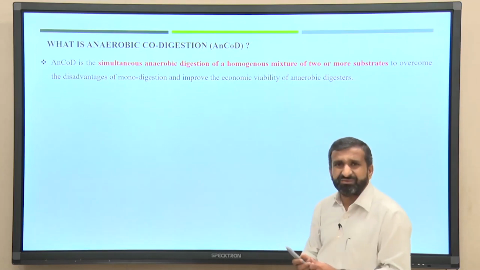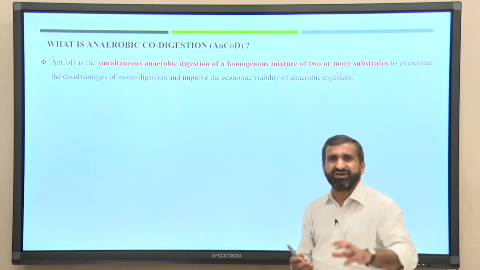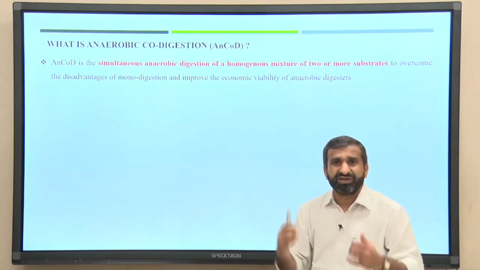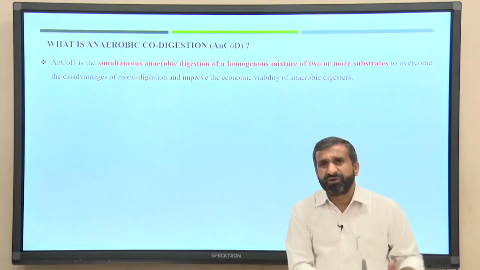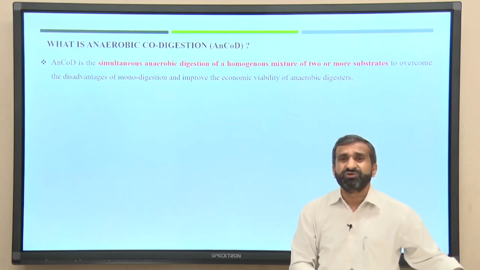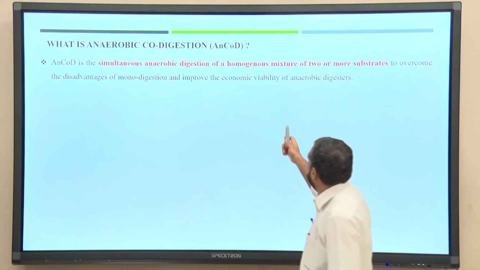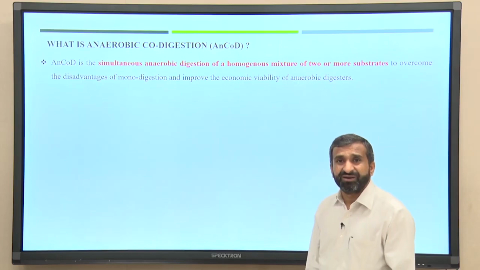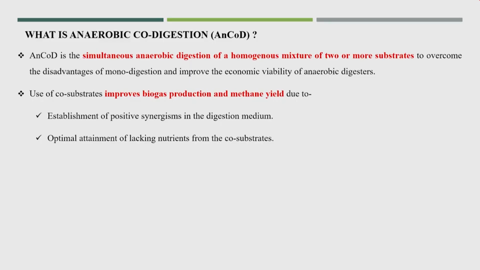Monodigestion, especially of these lignocellulose biomass alone for biogas production, requires very proper pretreatment process, and if you do not want to use a pretreatment process, go for co-digestion process by addition of different easily degradable organic matter. So, use of co-substrate improves the biogas production and methane yield due to establishment of positive synergism in the digestion medium and optimum attainment of lacking nutrients from the co-substrate.